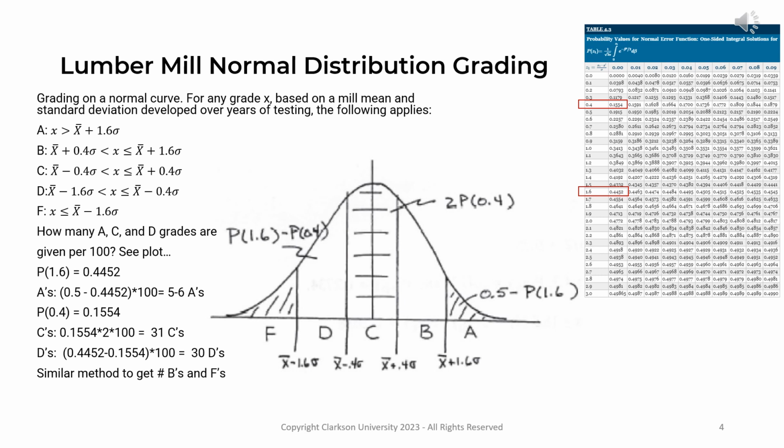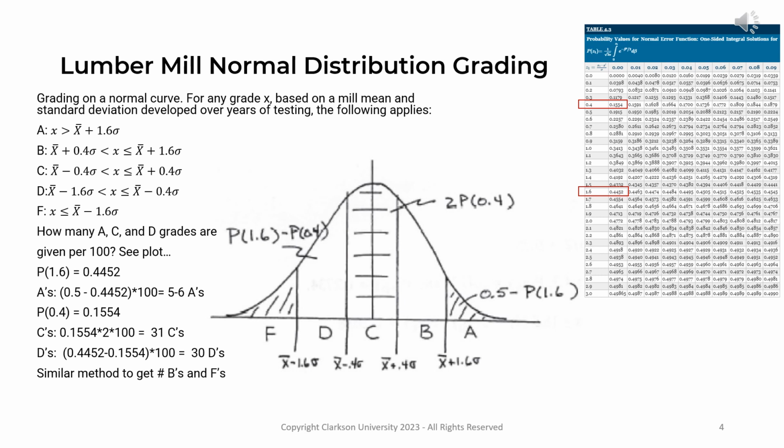For example, for A's, we're looking at that far right tail, shaded on the right here, and that corresponds to 0.5 probability minus the probability of 1.6. So we look up the probability of 1.6 in the table and we see that it's 0.4452. So the number of A's is just 0.5 minus 0.4452 times 100, which is about 5.5, or 5 to 6 A's.